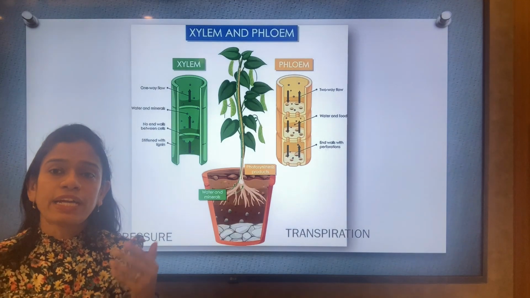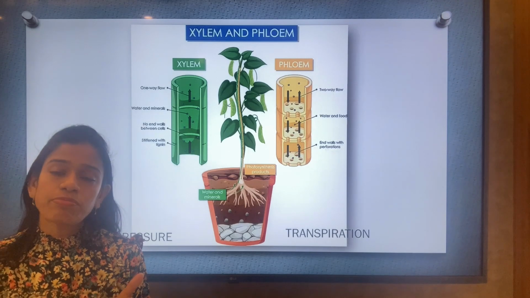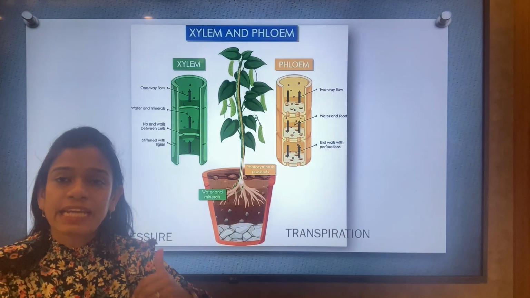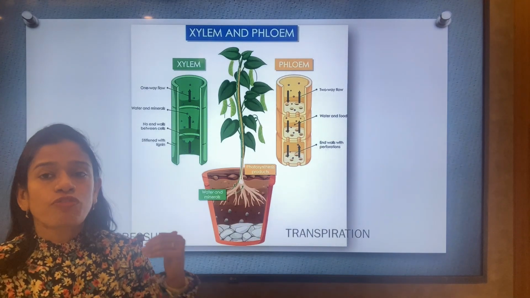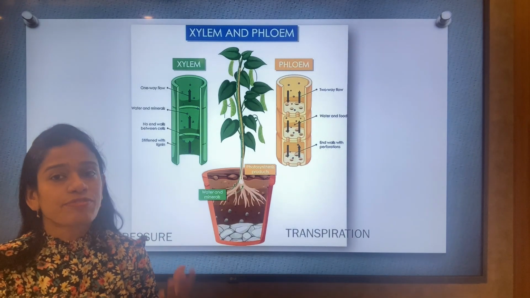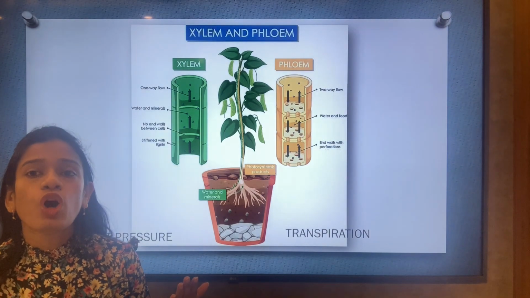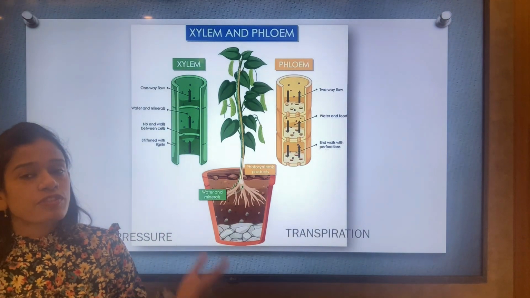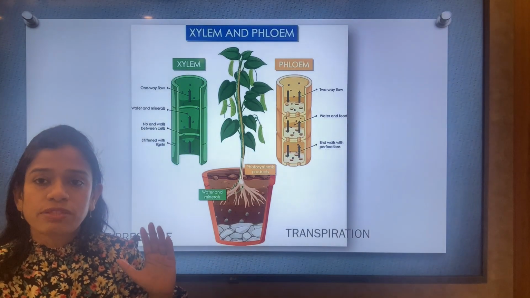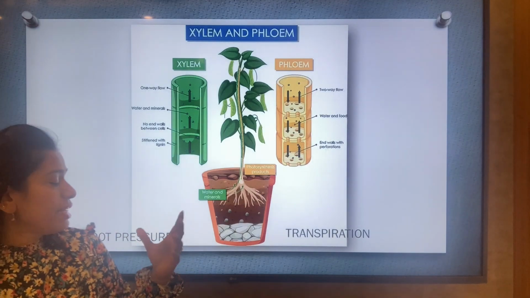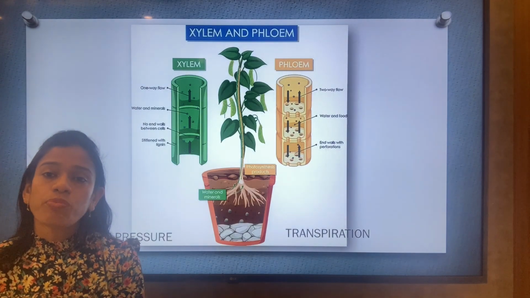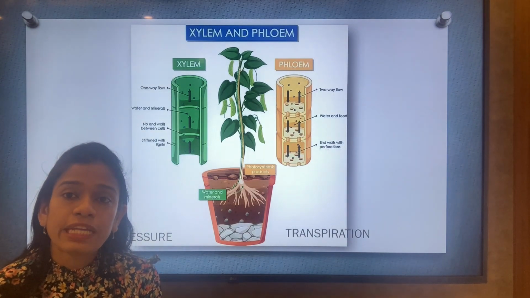I've already told you that transportation in plants also takes place through specific tubes known as the xylem and the phloem. The xylem takes the water and the minerals from the roots to the leaves for the process of photosynthesis, whereas the phloem carries the prepared food, or the final product, from the leaves to the different parts of the body. The movement in the xylem and the phloem takes place due to root pressure and the process of transpiration, which is very important for transportation in plants.